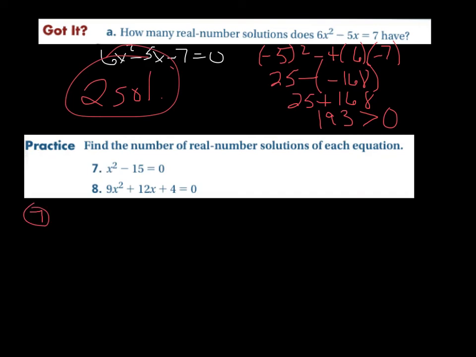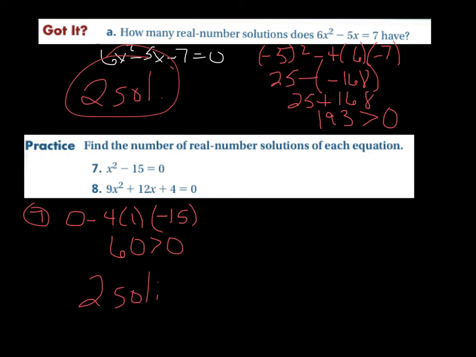If we look at 7, it's in standard form. So for b squared, there is no b, which means b is 0, minus 4 times a times c, which is negative 15, and that gives me positive 60, which is greater than 0, which means that equation will have two real number solutions.